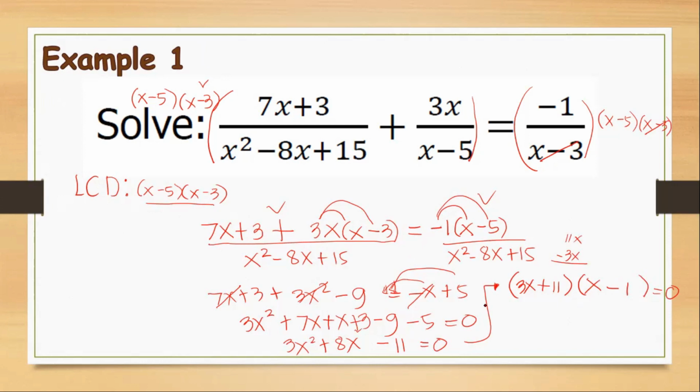And so, the value of our x is 3x plus 11 equals 0. So 3x equals negative 11. Divide both sides by 3. And so x equals negative 11 over 3. This one is the first answer. And our x minus 1 equals 0. So our x equals positive 1. This will be now the values of our x.